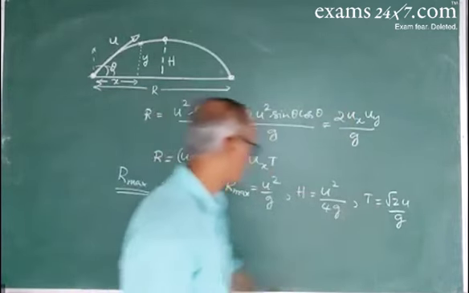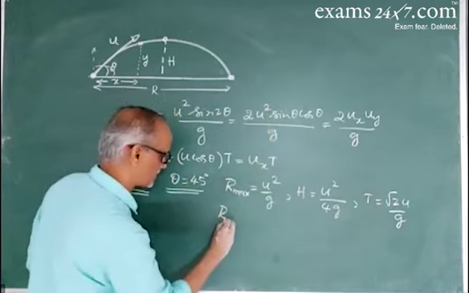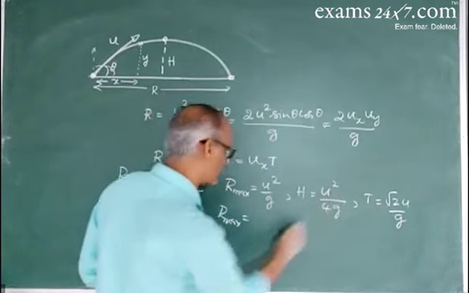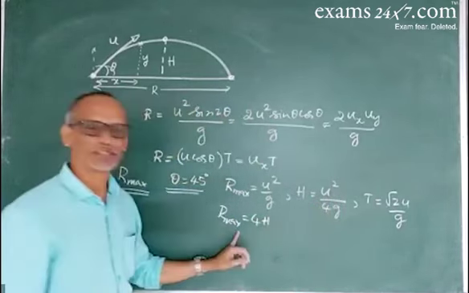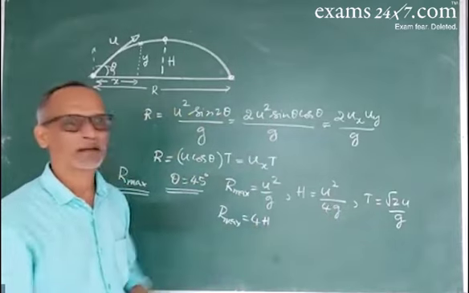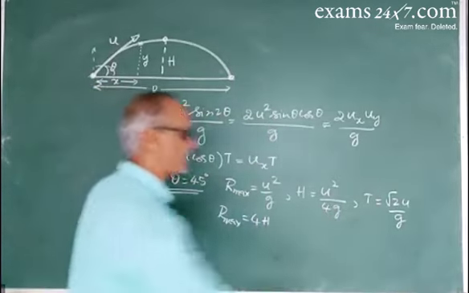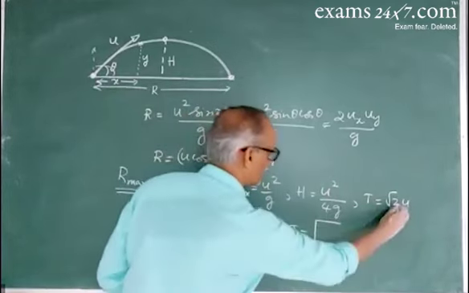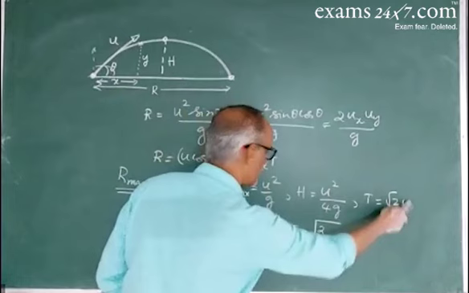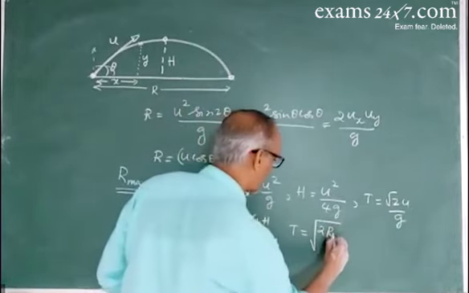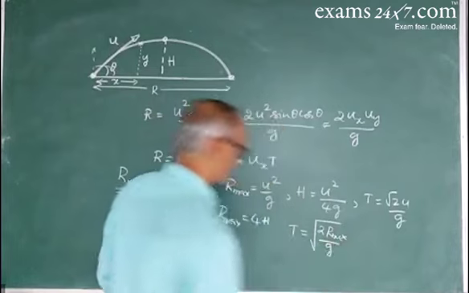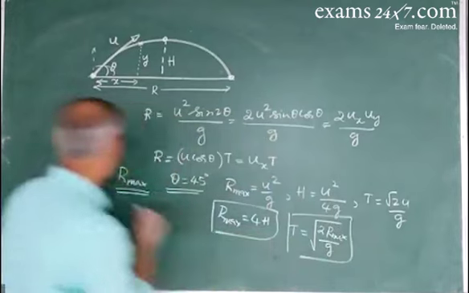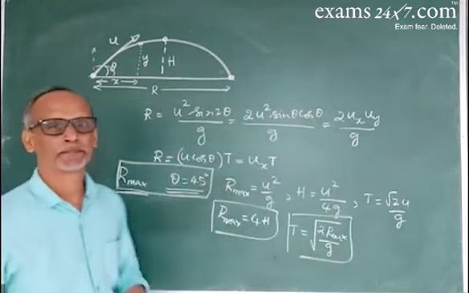And we can even relate here. If you can check here, R max is equal to u square by g. And from this, u square by g is nothing but 4h. So therefore, maximum range is equal to 4 times the height covered. Similarly, we can find the time of flight. T is equal to root 2 times u by g. From here, we can get it as root of 2 R max by g. So these are the relations applicable only for maximum range.